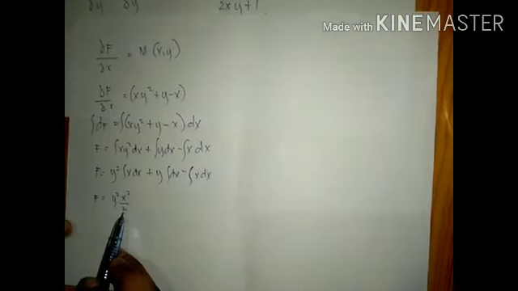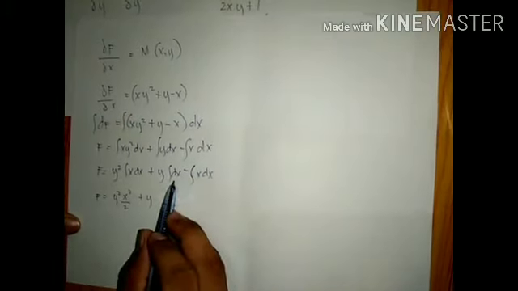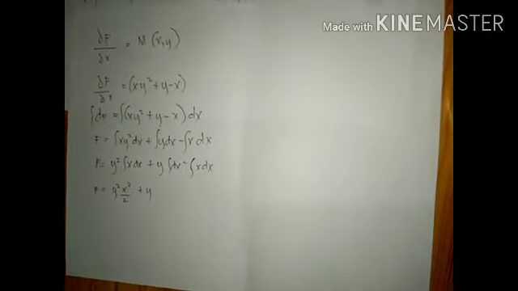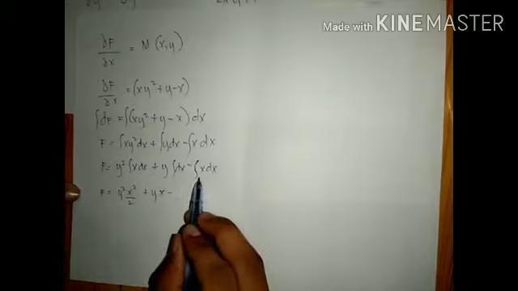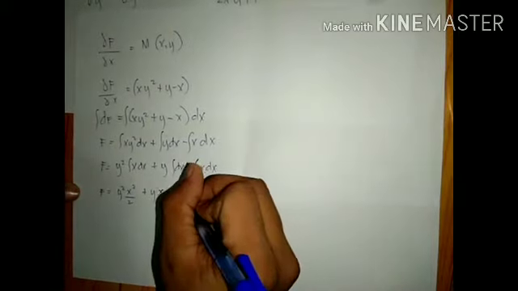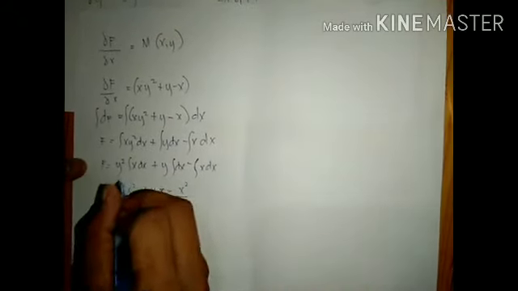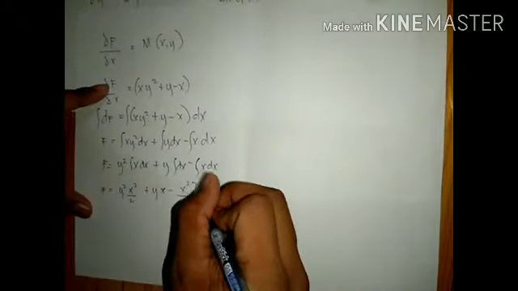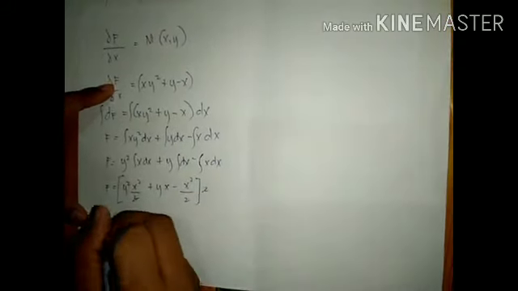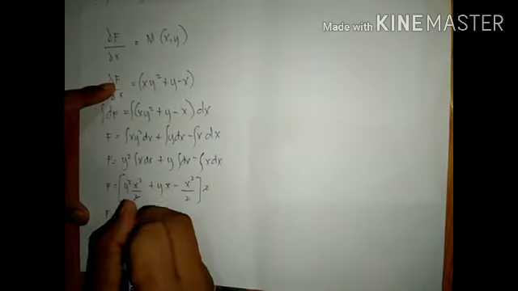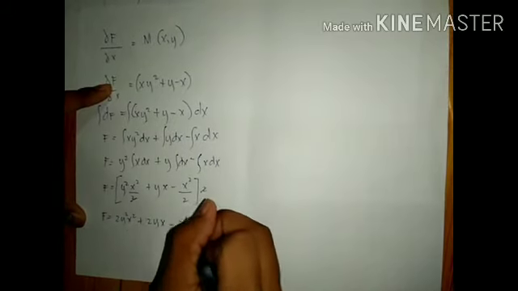The integral of x dx is x squared over 2, then plus y times the integral of dx, which is x, minus the integral of x dx, x squared over 2. So we can multiply by 2 on both sides. So we cancel, and f is equals to 2y squared x squared plus 2yx minus x squared.